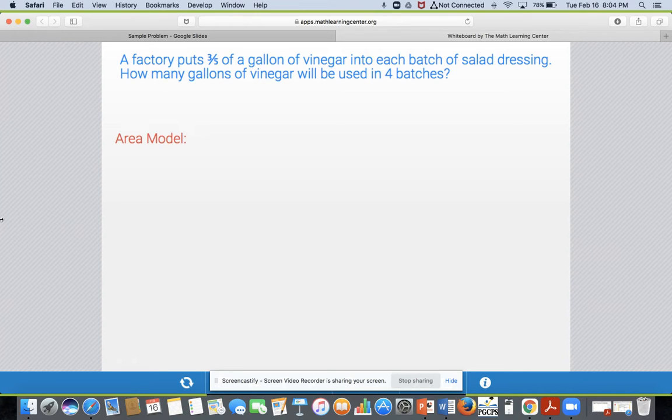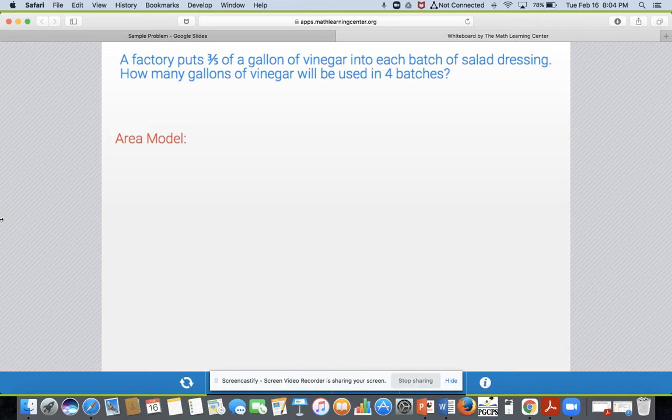Hi everyone! In this video, I'm going to show you how to multiply a fraction by a whole number using the area model strategy. So let's look at my sample word problem here. It says a factory puts 3/5 of a gallon of vinegar into each batch of salad dressing. How many gallons of that vinegar will be used in 4 batches?